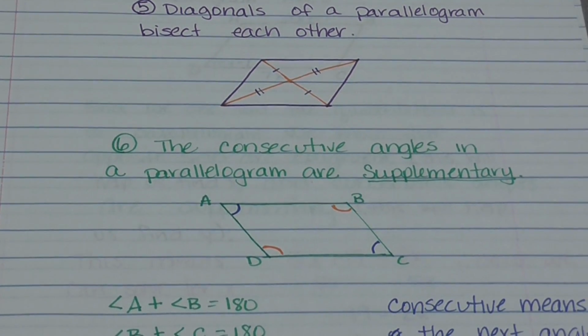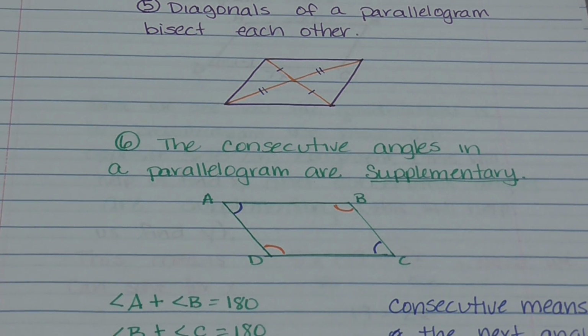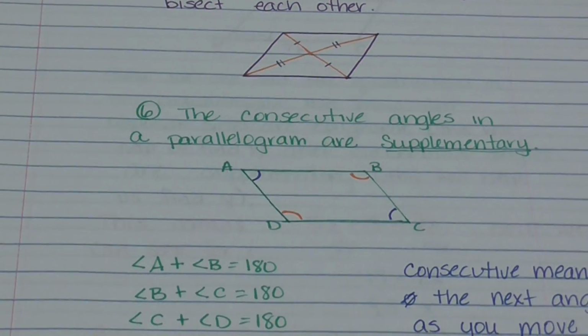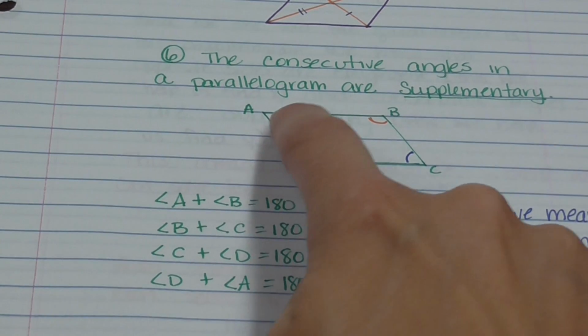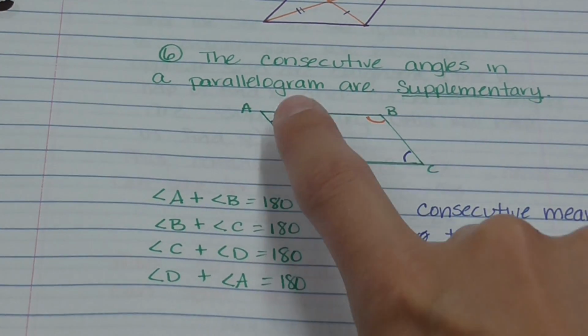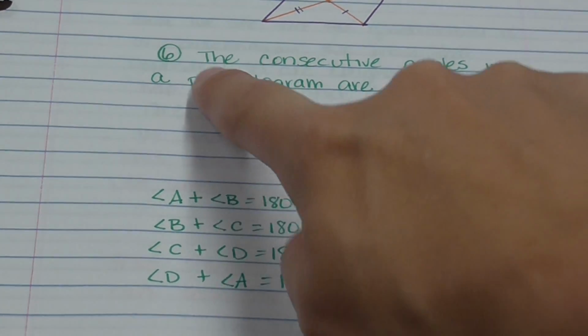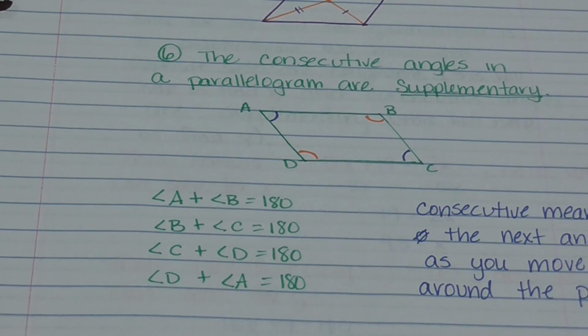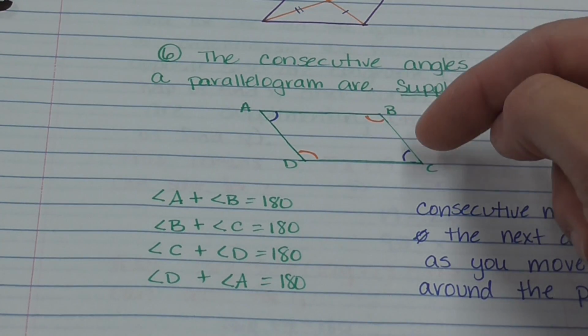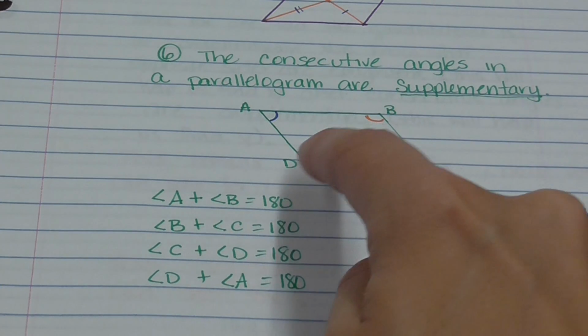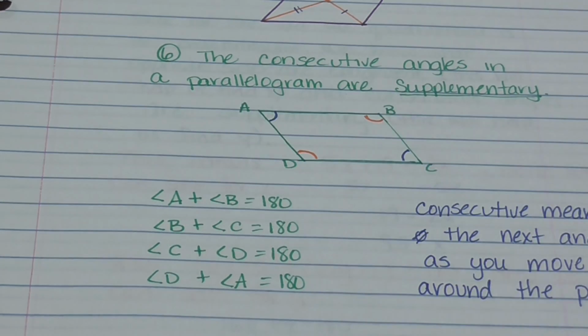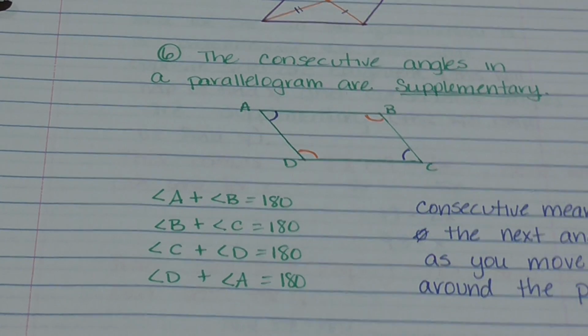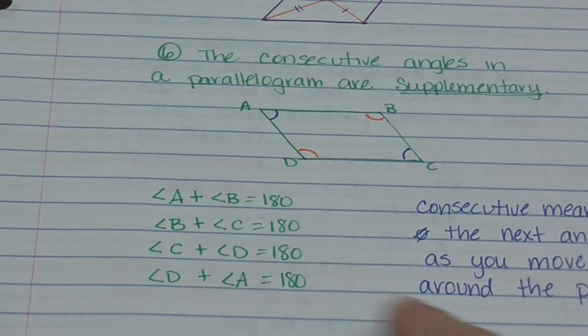And last, consecutive angles in a parallelogram are supplementary. So you end up with four different pairs of angles. A plus B add up to equal 180. These would be consecutive interior angles if we're talking about parallel lines and a transversal. So B plus C equals 180, C plus D equals 180, D plus A equals 180. Consecutive angles just means the very next angle if you were traveling around the parallelogram.